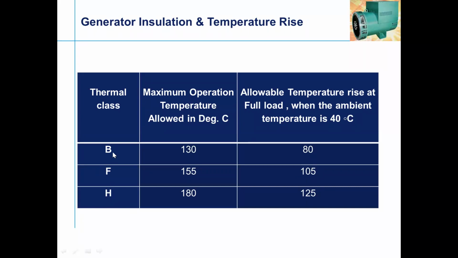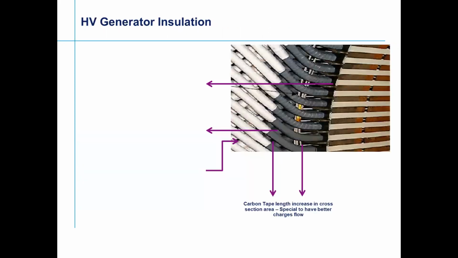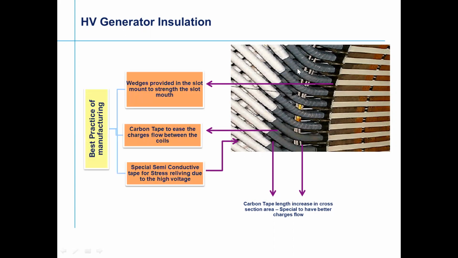We had about class B. Now currently class H insulation is the present demand from the customer or from the electrical inspectorate also. So these are the HT coils. You can see the HT coils. Earlier I was just talking about the insulation, the wedge, the phase separator, and this is the HT coil which we are talking about.